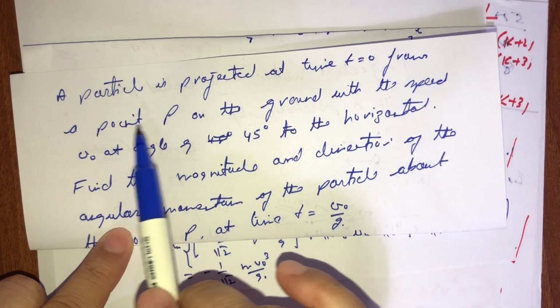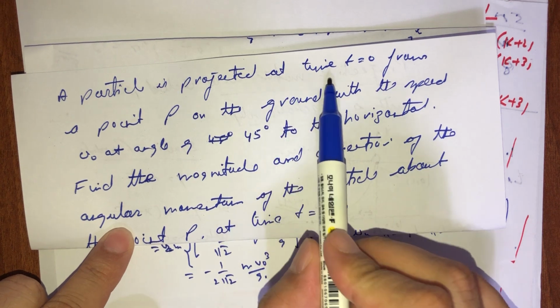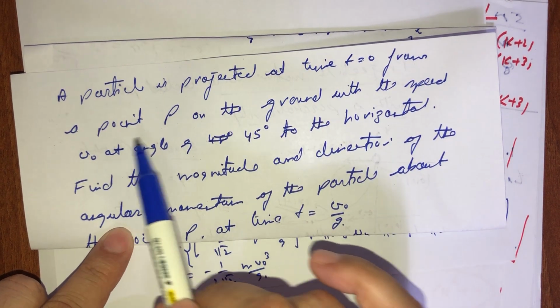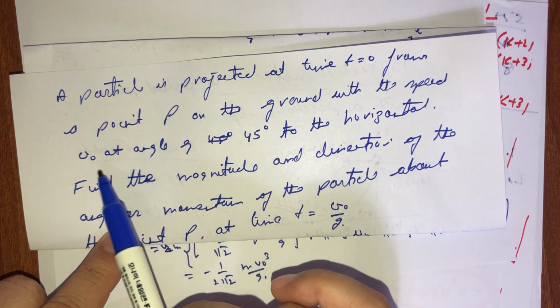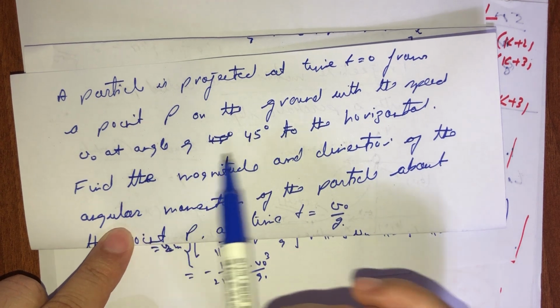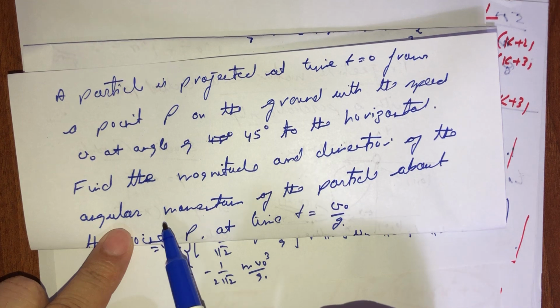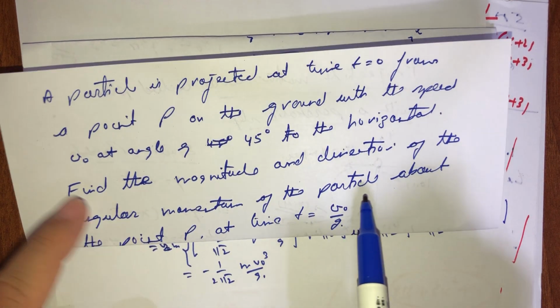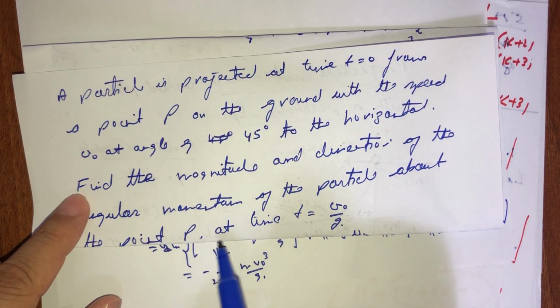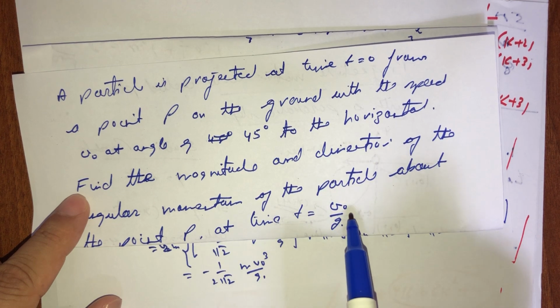So next question is, a particle is projected at time t equal to 0 from a point P on the ground with a speed v0 at an angle of 45 degree to the horizontal. Find the magnitude and direction of the angular momentum of the particle about point P at time t equal to v0 upon g. In this case, we are supposed to find out the angular momentum. First, we are going to draw the figure.